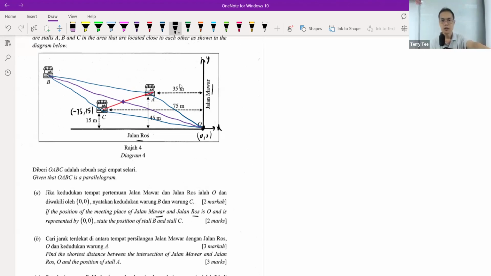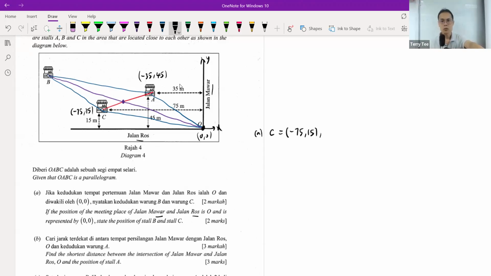So this is C. Let me write here part A. Your coordinate point C is minus 75, 15. Whereas the coordinate of point B, you need to calculate. You need to use the midpoint of the two diagonals. Now, first, you need to know the position of point A. What's your A? A, you go to the left by 35, negative 35. You go up by 45. Okay, so this is point A.